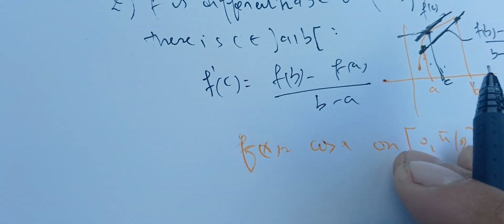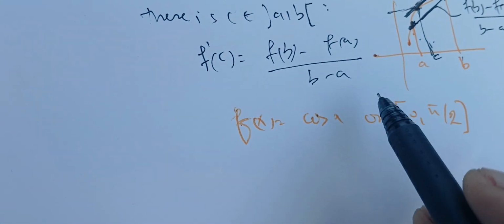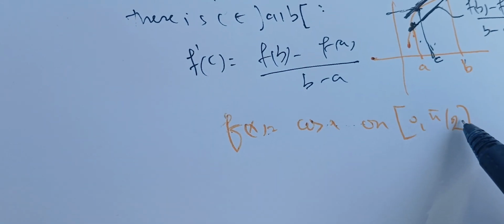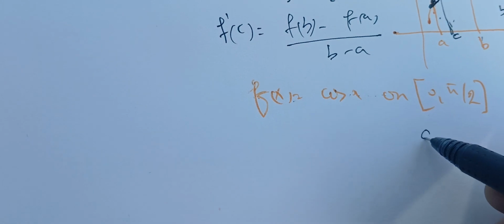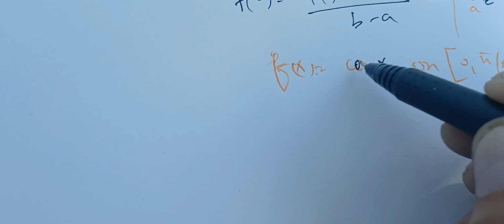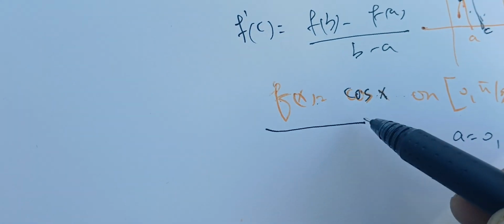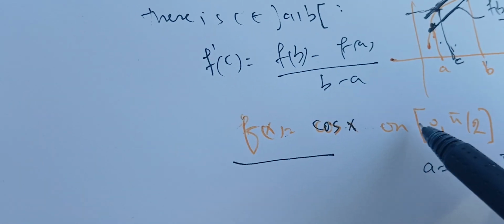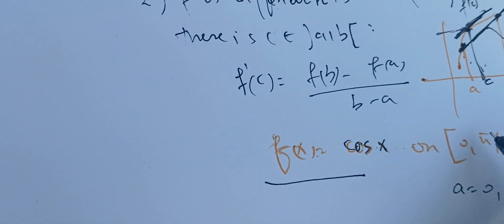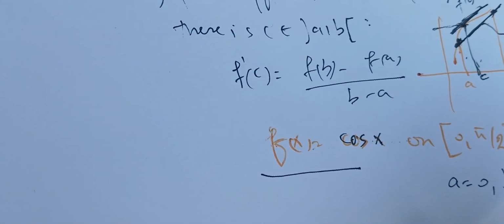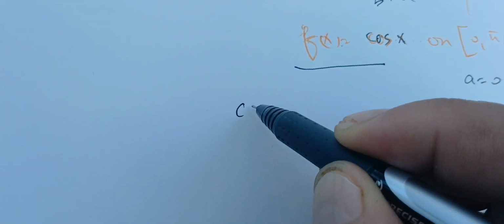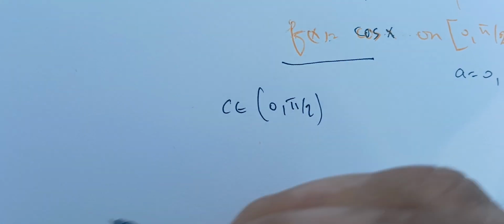We're going to see that for the cosine. Here we want to apply the mean value theorem for the function f of x equals cosine of x on [0, pi over 2]. Clearly a is 0, b is pi over 2, and f of x is cosine of x. First we check the conditions. f is continuous on [0, pi over 2]. It's differentiable everywhere on it, more particularly on (0, pi over 2), not including 0 and pi over 2. Therefore, there exists some c in (0, pi over 2).